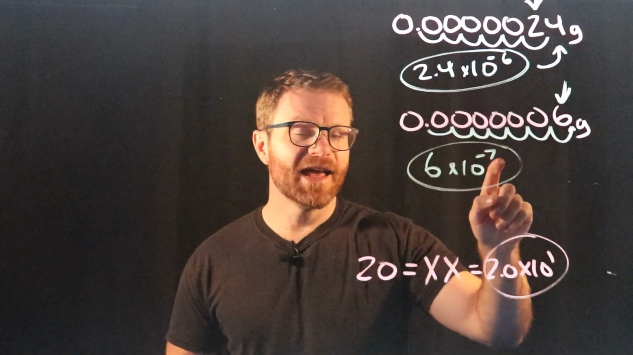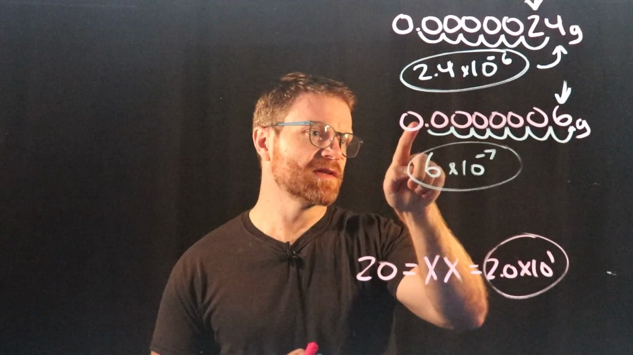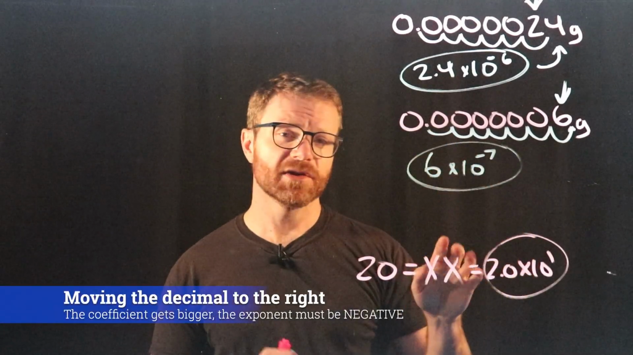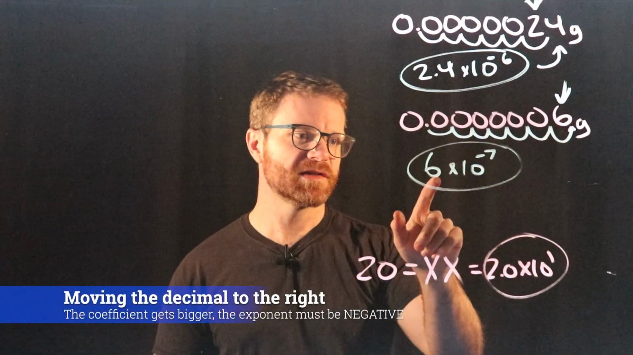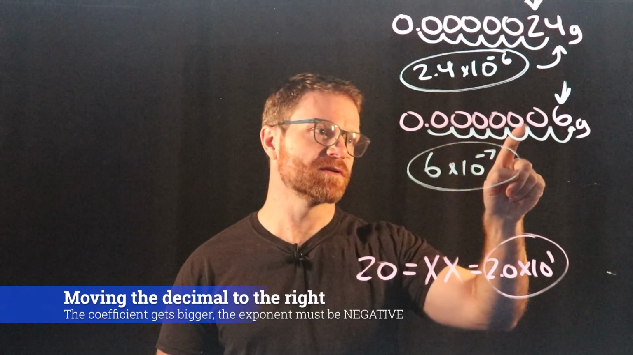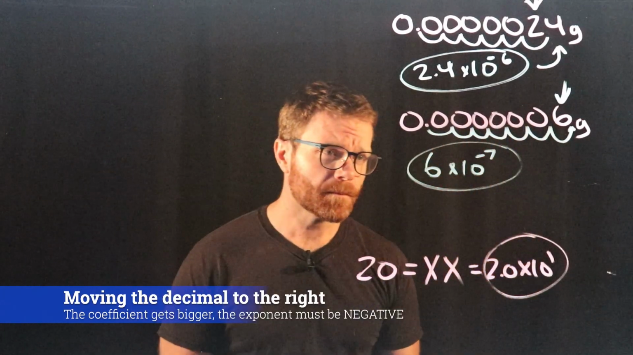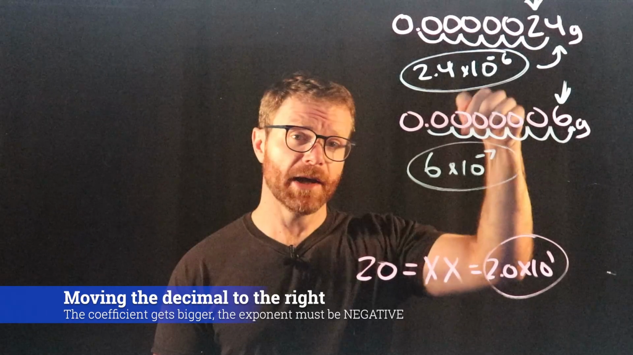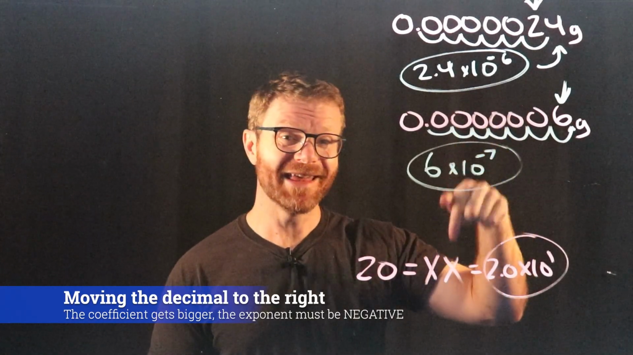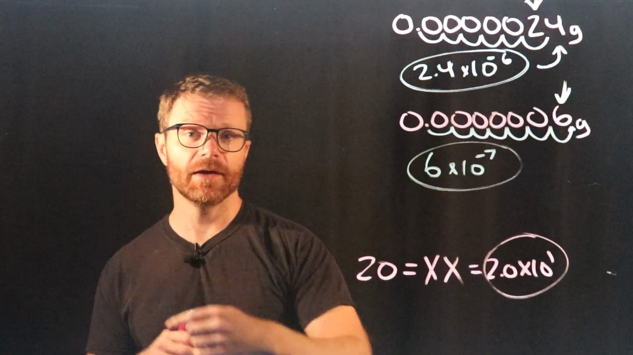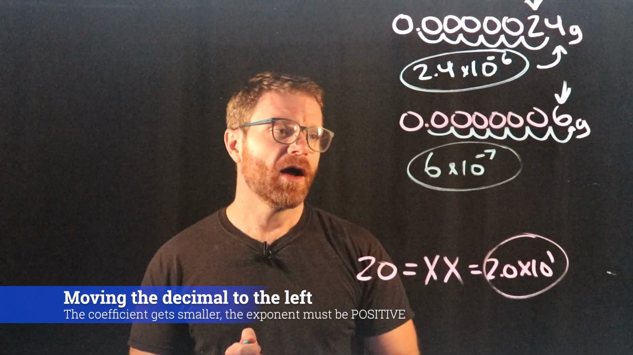And again, this is negative 7 because I'm moving those decimal places to the right. I'm essentially making my number bigger. 6 is bigger than 0.000006. And so I need to make my exponent smaller. It becomes negative 7. If I were going the other way, as we'll see in the next example, I would make my exponent bigger.